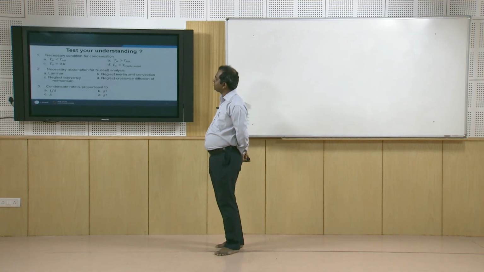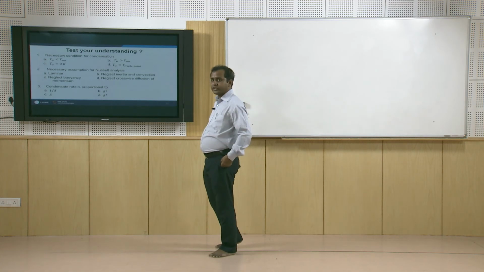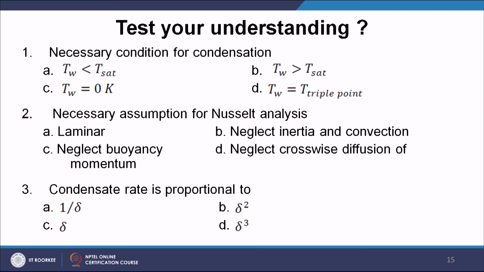So, we are having once again 3 questions over here. First question, necessary condition for condensation, we are having 4 answers. Part A, Tw less than Tsat, part B, Tw greater than Tsat, part C, Tw is equal to 0 Kelvin, and part D, Tw is equal to the triple point. Okay. So, the answer I think all of us know, the answer will be part A, where the surface temperature is required to be lesser than your saturation temperature.